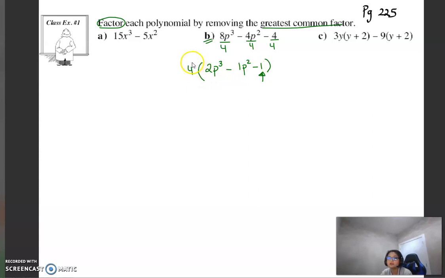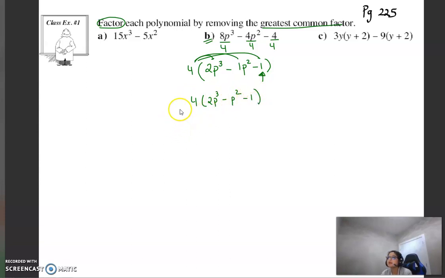If you were to distribute this back in, then you should go back to the original question. So if I were to distribute it in, I should get 8p cubed minus 4p squared minus 4. If you had not put that negative 1 in here when you divided that 4 by 4, you would not get the original question. So this part is really important, guys. So that becomes our final answer, 4 times (2p cubed minus p squared minus 1).